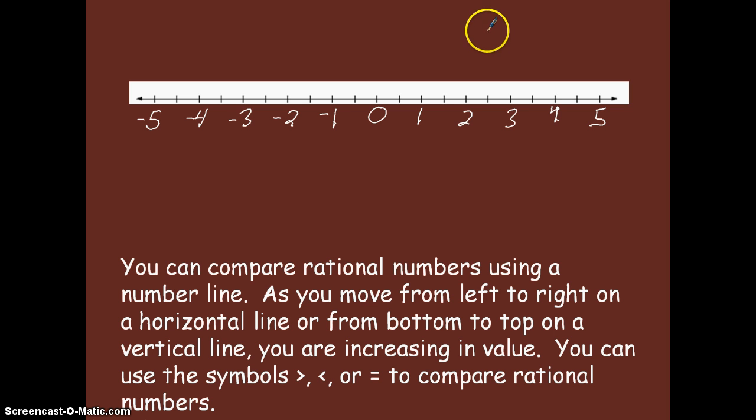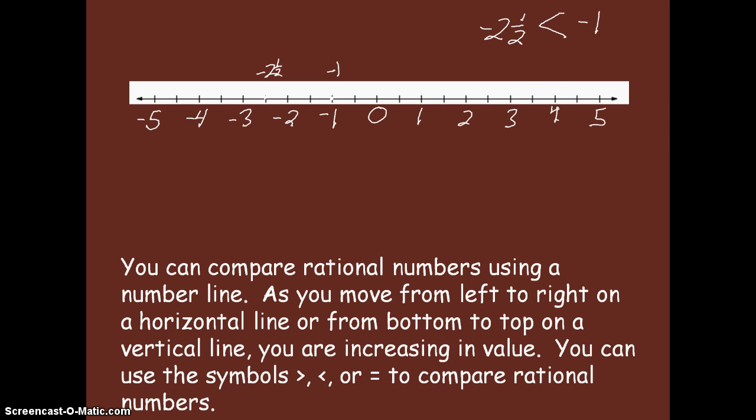Now, let's say that I had to figure out which was greater, 2 1/2, or negative 2 1/2, I'm sorry, negative 2 1/2, or negative 1. Well, here's 2, negative 2, and here would be negative 2 1/2. So right here would be negative 2 1/2 on our number line, and right here would be negative 1 on our number line. Because negative 2 1/2 is to the left of negative 1, we know that negative 2 1/2 is less than negative 1.